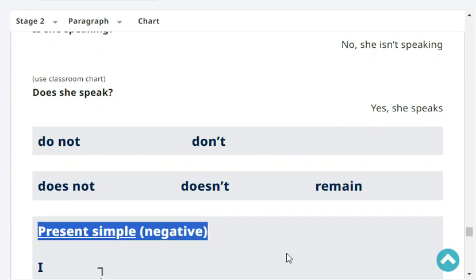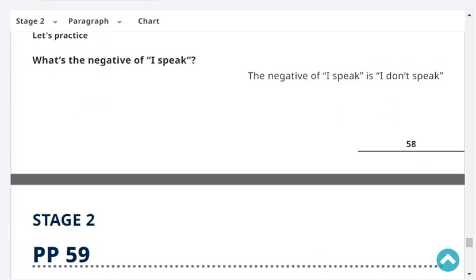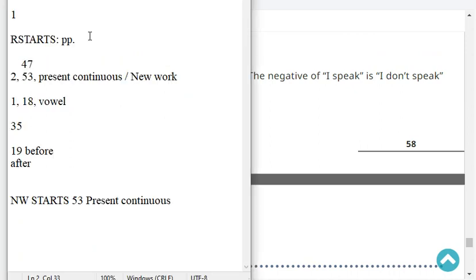Okay, let me just check my notes. Okay, so our reading is at stage 1, page 18. Last head word was vowel. Okay, please start at page 19. Head word: before, after.